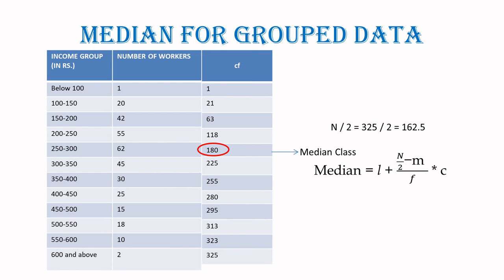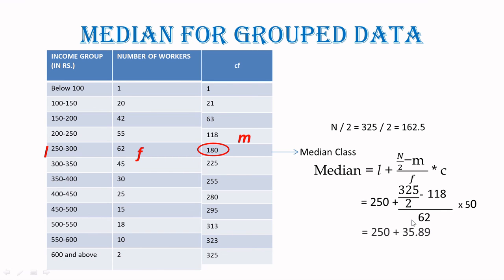So L, the first thing, is nothing but the lower limit of the median class. In this case it is 250, and n is the total number of observations, that is 325, minus m. M is the cumulative frequency of the class preceding the median class. This one, 118, let us keep it there. And F is the frequency of the median class. C is nothing but the class interval, meaning we have to subtract the lower limit from the upper limit, and in this case it's 50. Now after simplifying this, we will get the value. So this one would be the median for this particular group.